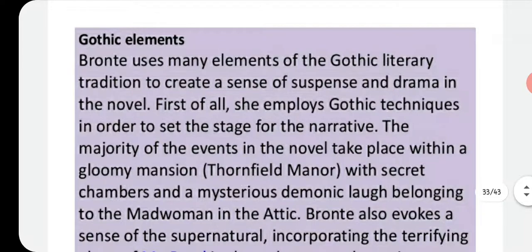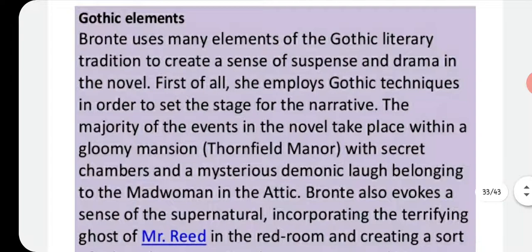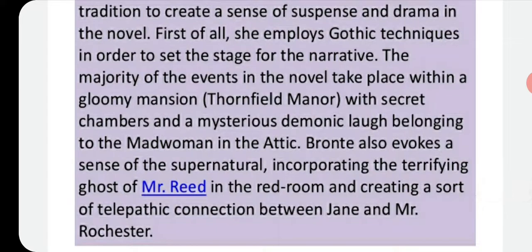Gothic elements are also one of the themes and motifs of this novel. Bronte uses many elements of the Gothic literary tradition to create a sense of suspense and drama in this novel. First of all, she employs Gothic techniques in order to set the stage for the narrative. The majority of the events in the novel take place within gloomy mansions, Thornfield Manor and also Moor House, with secret chambers and the mysterious demonic laugh belonging to the mad woman in the attic.